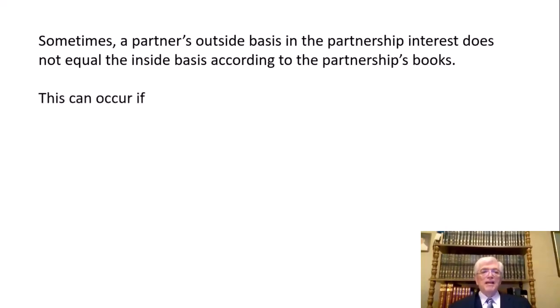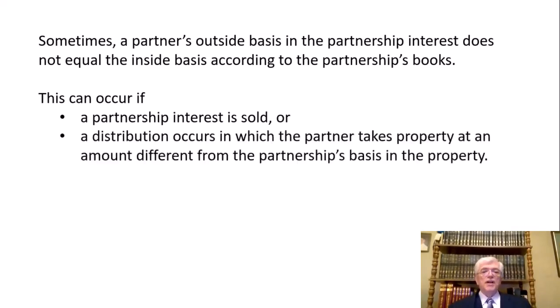So here we go. This can occur if, first of all, a partnership interest is sold. We'll do an example of that in just a second, but it can also occur if a distribution happens in which the partner takes property at an amount different from the partnership's basis in the property. So the partner was close to zero before taking the property, and then in order not to make a basis go negative, they had to take the basis of the property at an amount less than the partnership's basis. So that would also cause a divergence between inside and outside basis. Let's look at the first example.